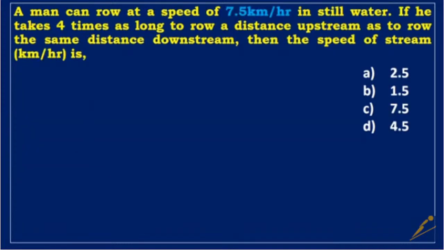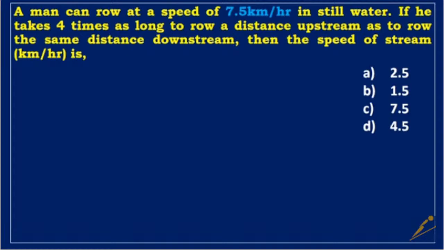Example 2. A man can row at a speed of 7.5 km per hour in still water. If he takes 4 times as long to row a distance upstream as to row the same distance downstream, then the speed of the stream, in kilometers per hour, is?